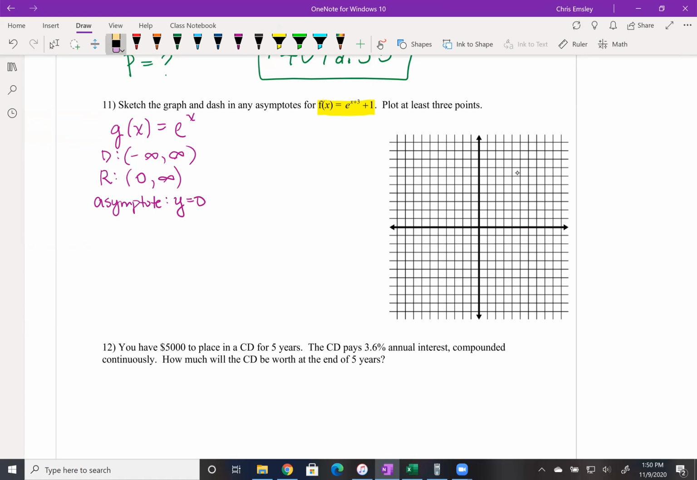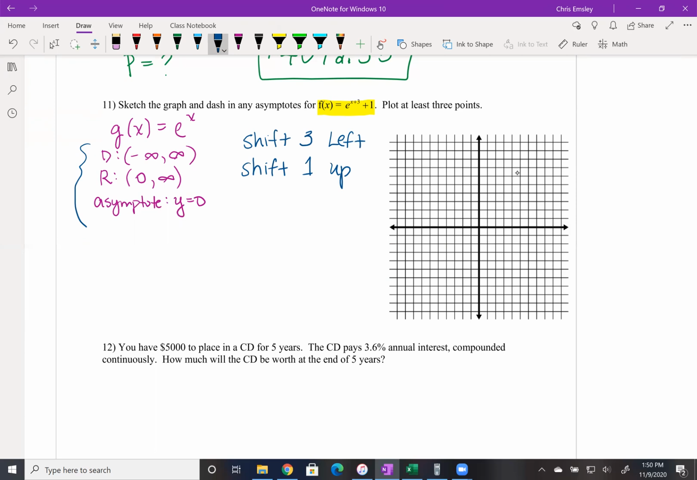So what we want to do is graph what I highlighted in yellow here, and you can see compared to this parent function that we're discussing, this has a couple transformations going on. That x plus 3 up in the exponent is going to be a shift 3 units to the left. And then that plus 1 that's separate, that's not in the exponent, that's going to be a shift 1 unit up.